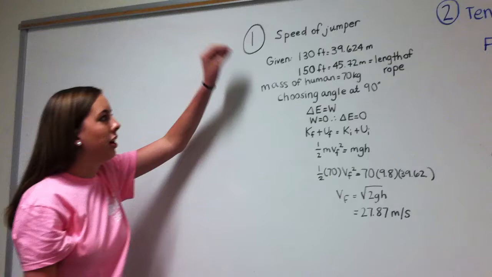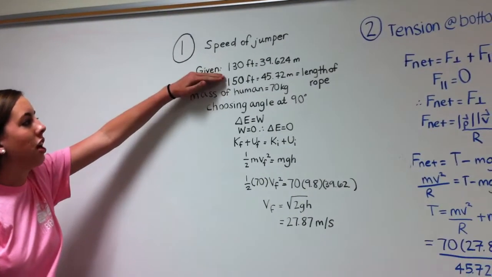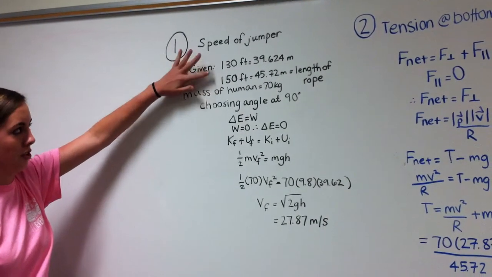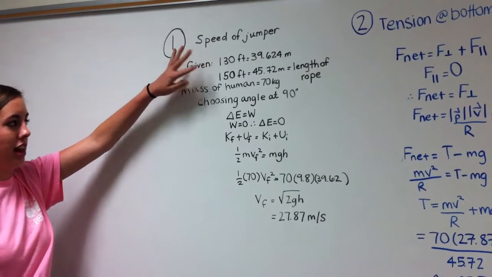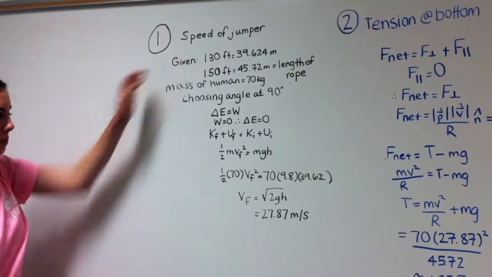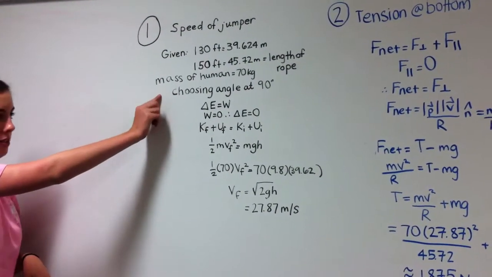So here was our given information. We were given the initial height, or the height at which the jumper dropped, which was 130 feet, and the length of the rope was 150 feet. And we assumed that the mass of the human was 70 kilograms.